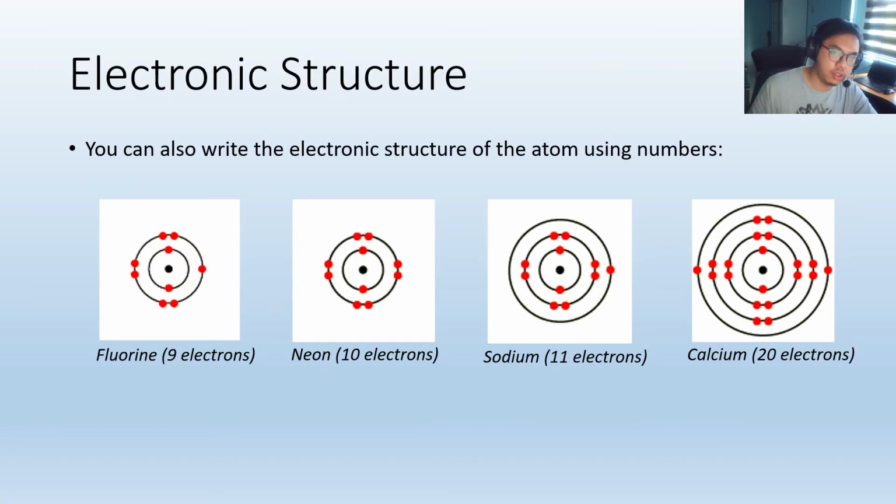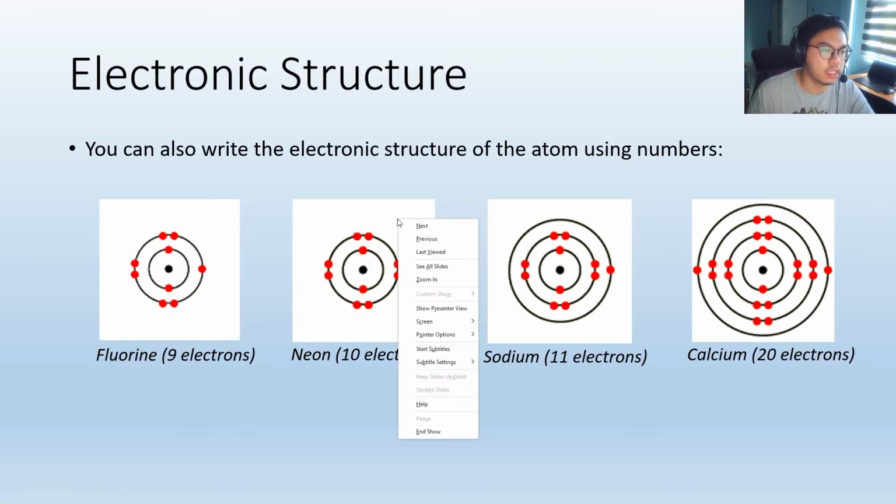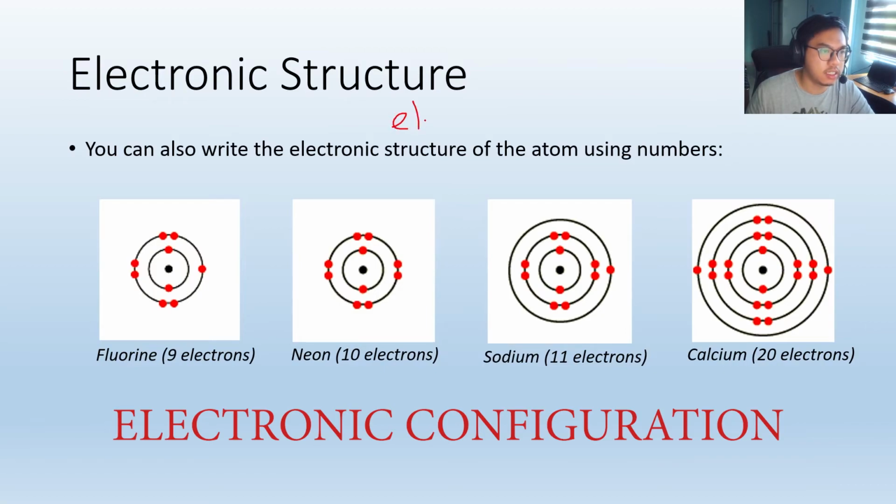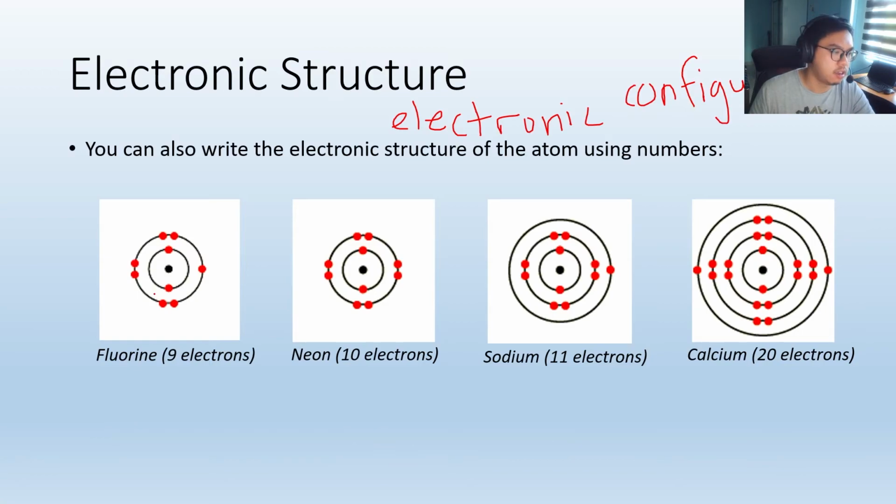Another thing that you need to know for this topic is you need to be able to write down the electronic structure of the atom using the numbers. Sometimes this is called the electronic structure, but also sometimes it's called the electronic configuration. Okay, let me just write it down here for you. Configuration.